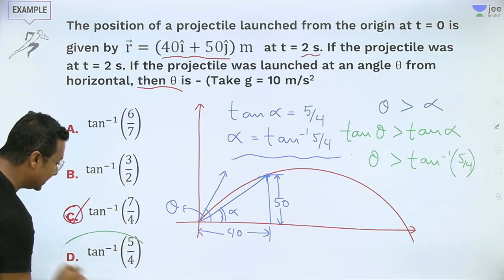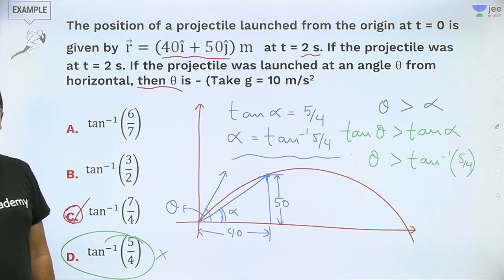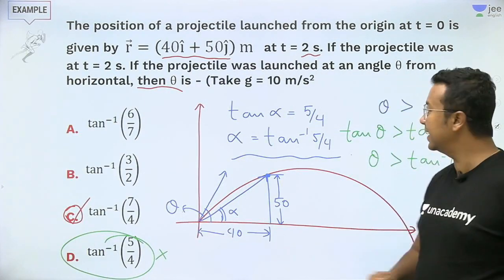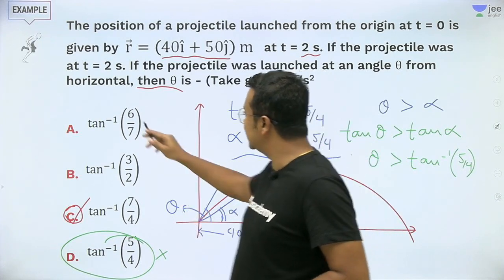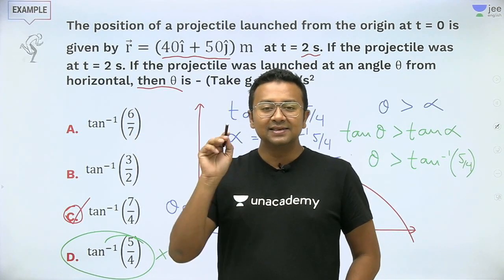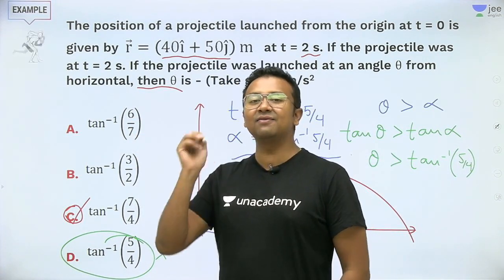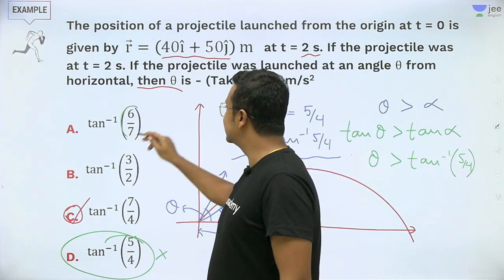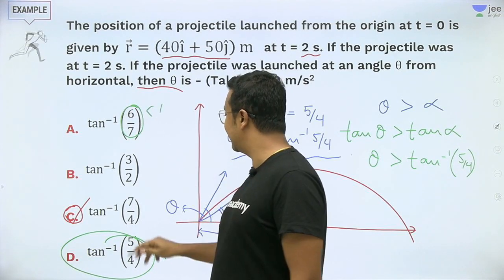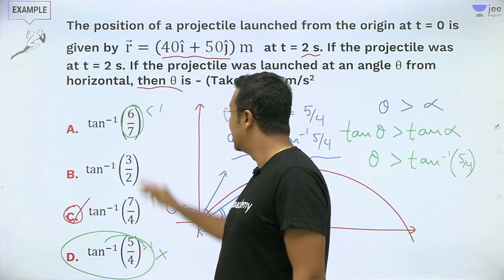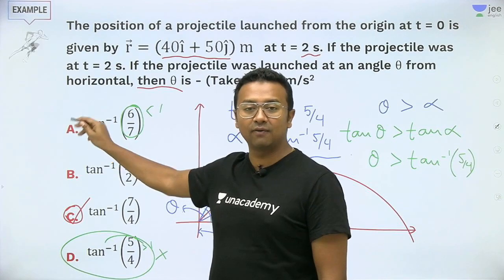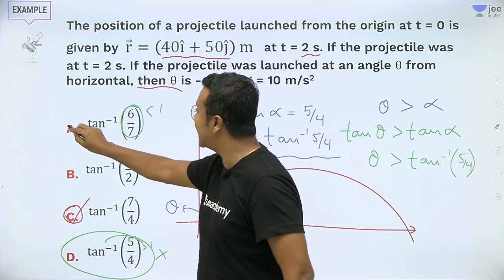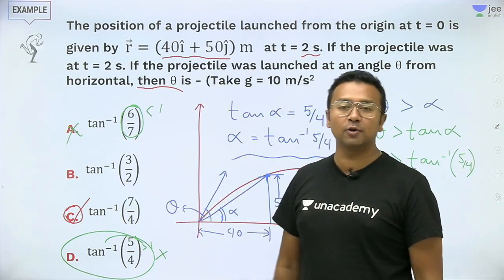So definitely this cannot be the right answer, because that itself is equal to tan inverse of 5 by 4. All right, what about this option, 6 by 7? See, 6 by 7 is a value which is way lesser than 5 by 4. 6 by 7 is actually less than 1 and 5 by 4 is greater than 1. So this value of theta is never possible because it is representing a smaller angle. So this option is also not possible.